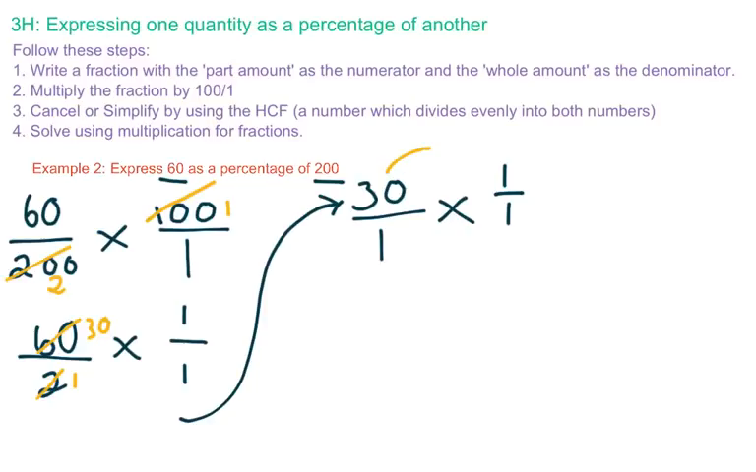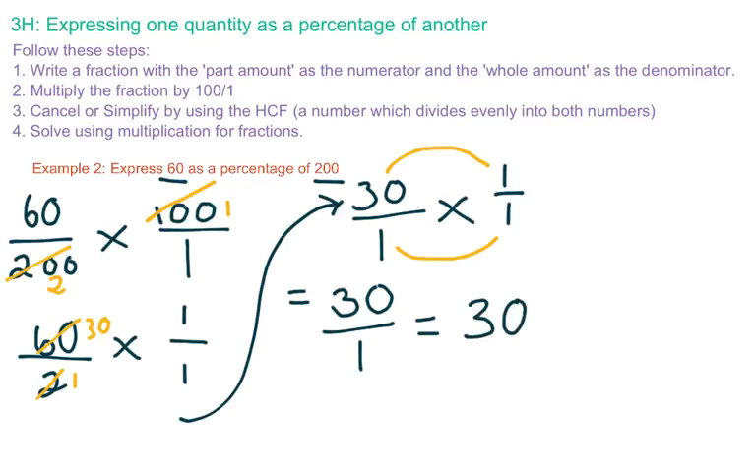I'm going to times my numerator by my numerator, and I get 30 times 1 is 30. I'm then going to times my denominator by my denominator, which is 1 times 1, and I get 1. From there, I know that 30 over 1 is the same as just saying that it's 30, and let's not forget the percent symbol. So the initial question asked us to express 60 as a percentage of 200, which we have found to equal 30%.